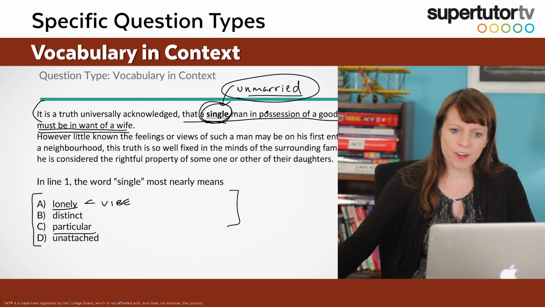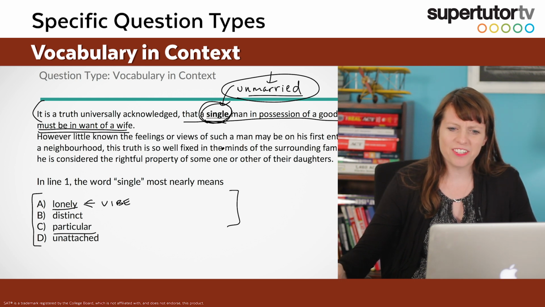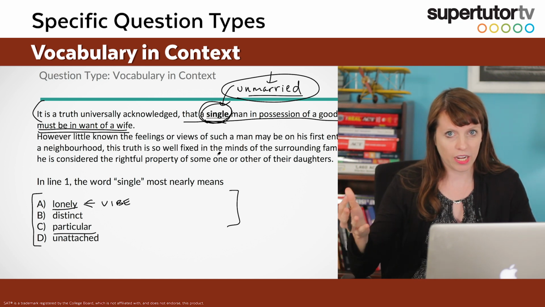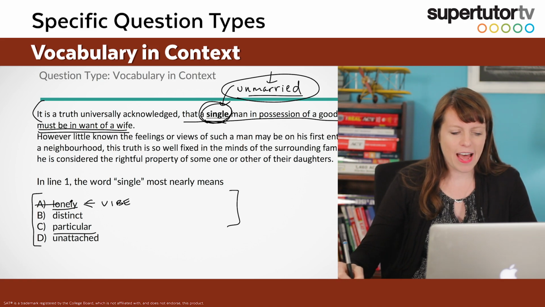I want to see what's my perfect answer, unmarried, right? Did I get any vibe of lonely off of that? No, just that he doesn't have a wife yet. Like he's just looking for a wife. That doesn't mean he's lonely and sad and depressed, right? Overkill. So this is out on vibe.